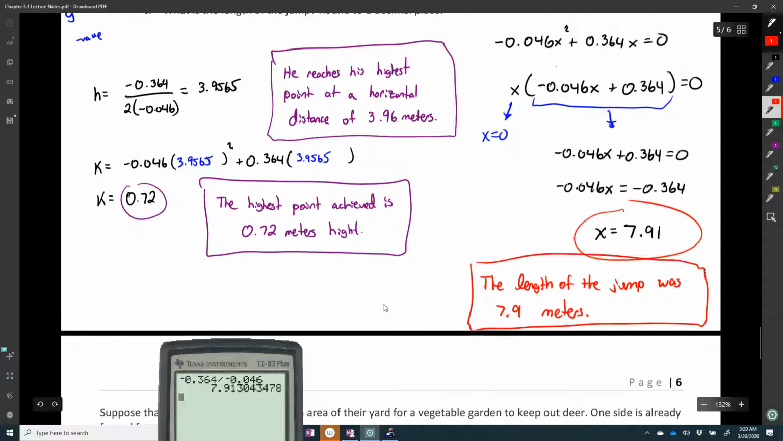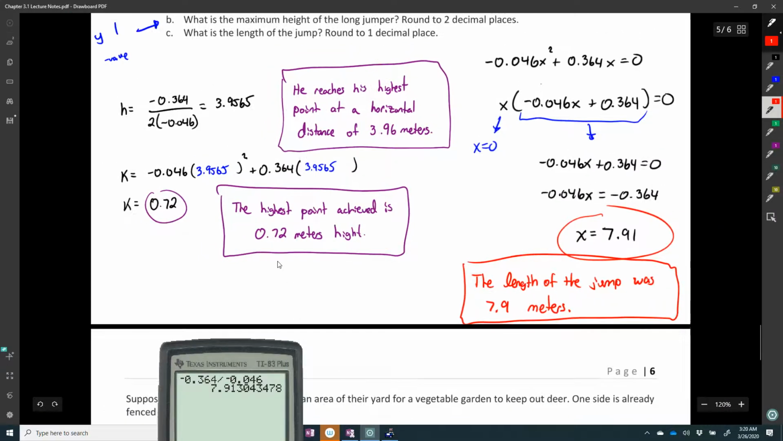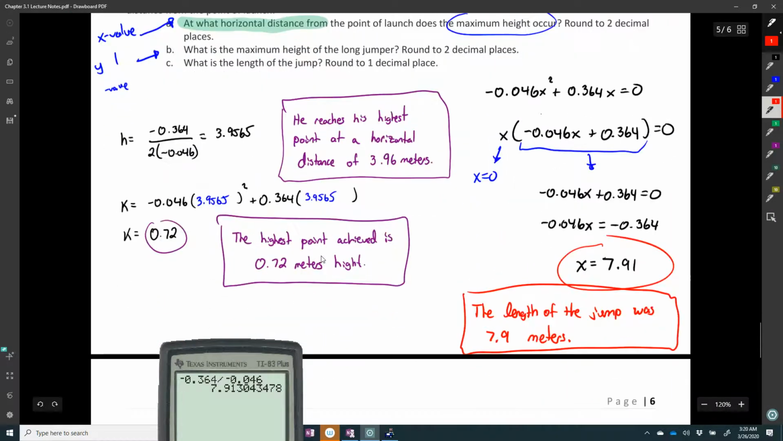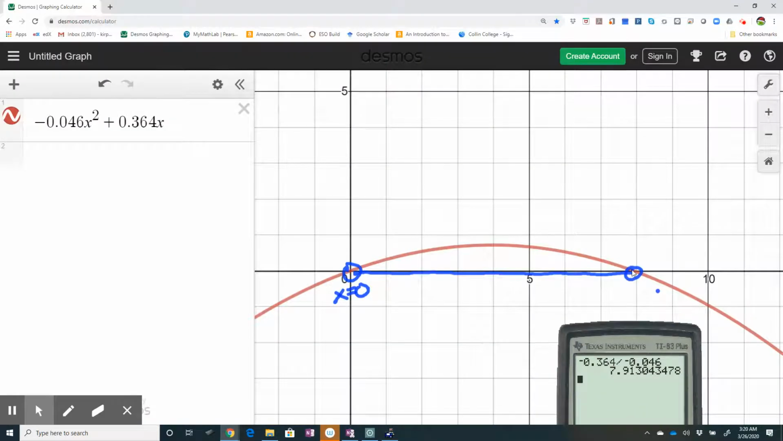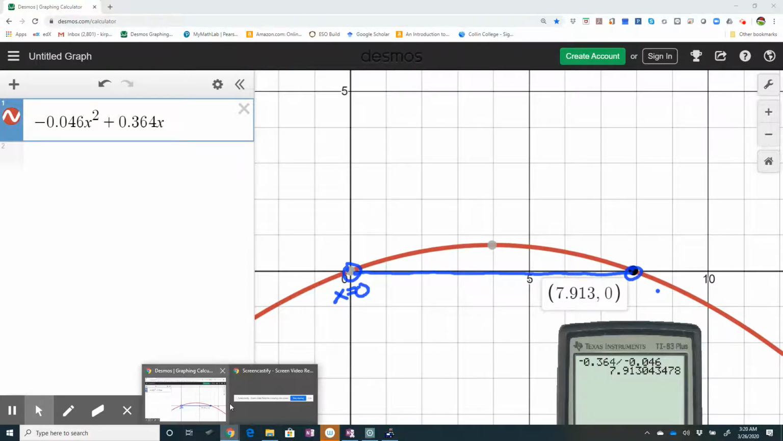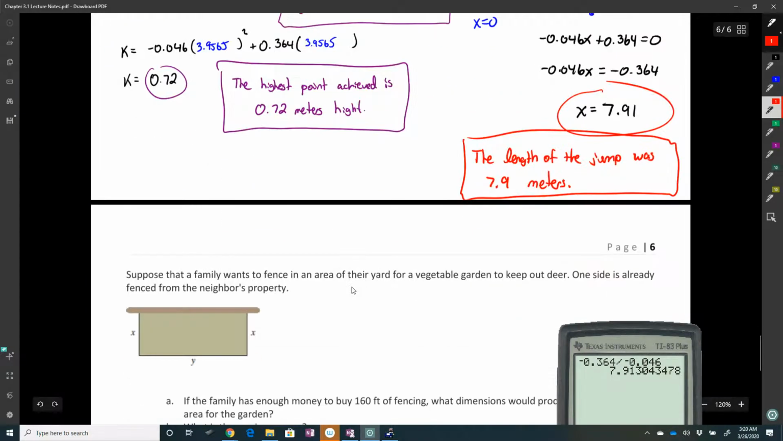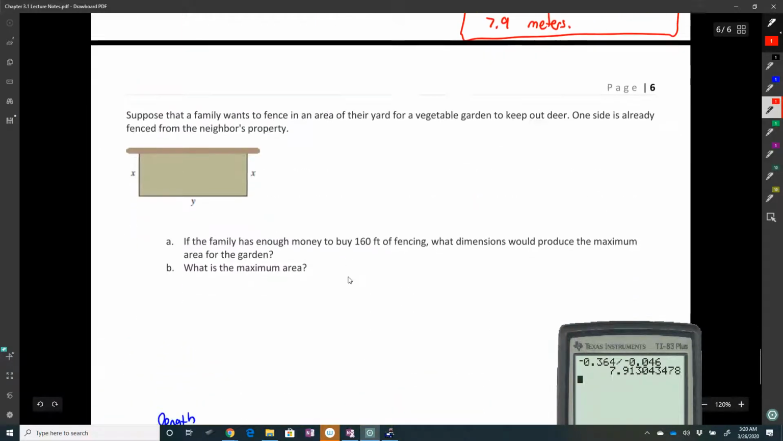There you go. So that's all they want you to do for that problem. And again, you can go to Desmos and check it out. 7.9. Yay! All right, let's do this last problem, and then that's it.